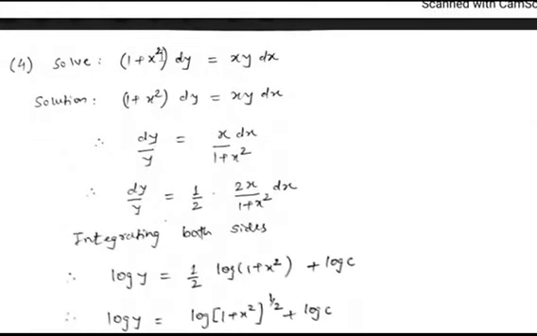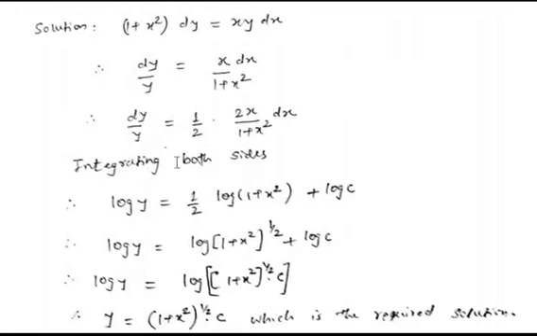Now problem number 4, 1 plus x square dy equals to xy dx. So apply the concept of cross multiplication. With dy, write down the function of y, and with dx, write down the function of x. So this x dx is as it is, and divide this term by 1 plus x square, and this dy will be as it is and divide it by y. Now for dy by y, integrating both sides, integration of 1 upon y, the answer is log y. For the x term, multiply this function by 2 and divide by 2, so 1 by 2 as it is.